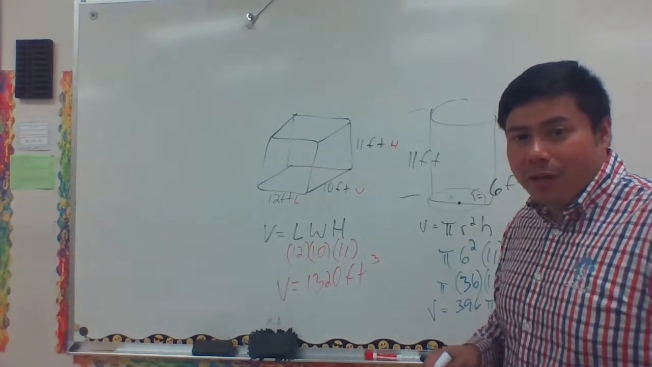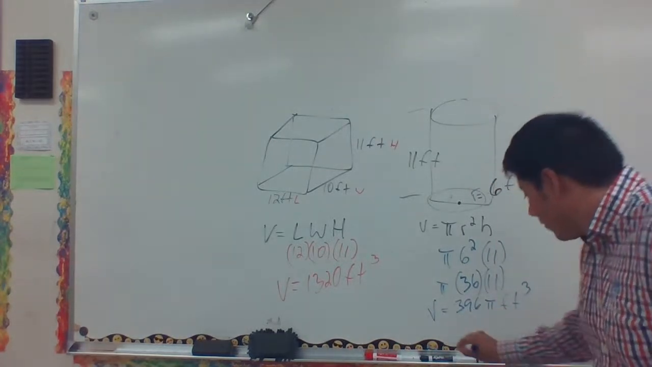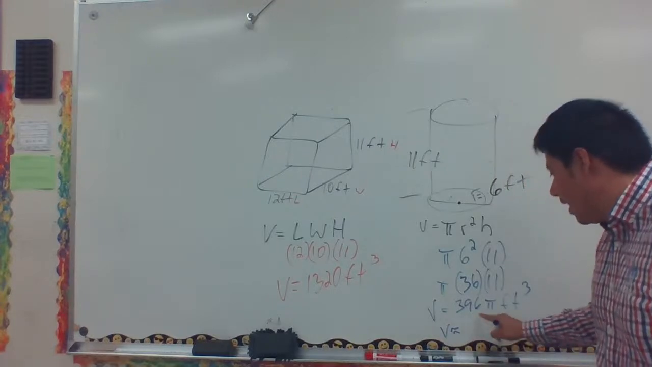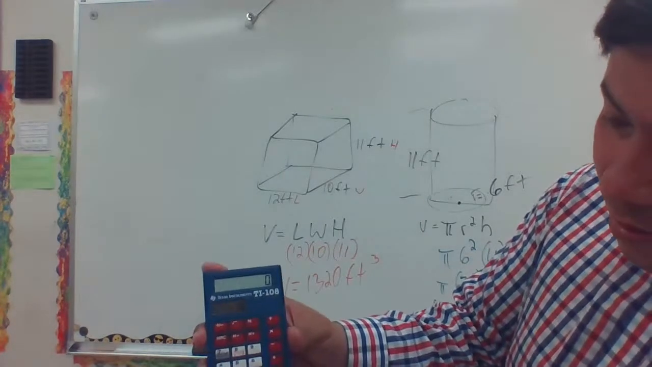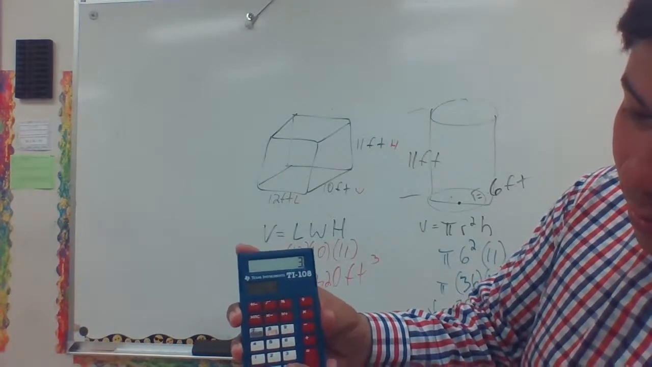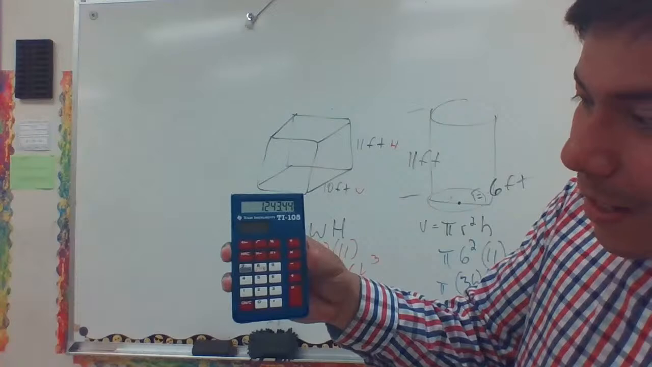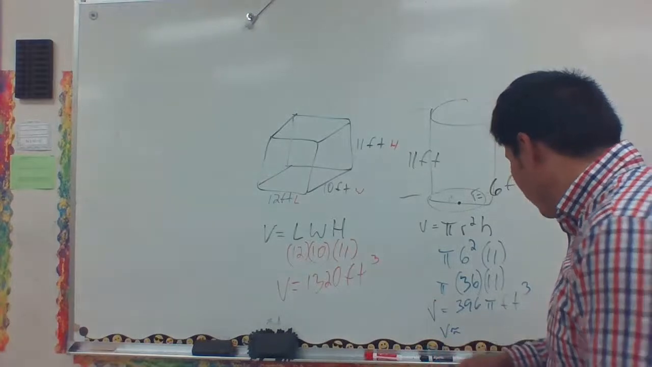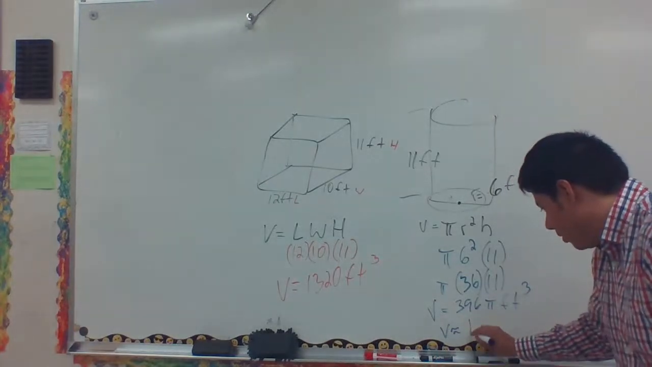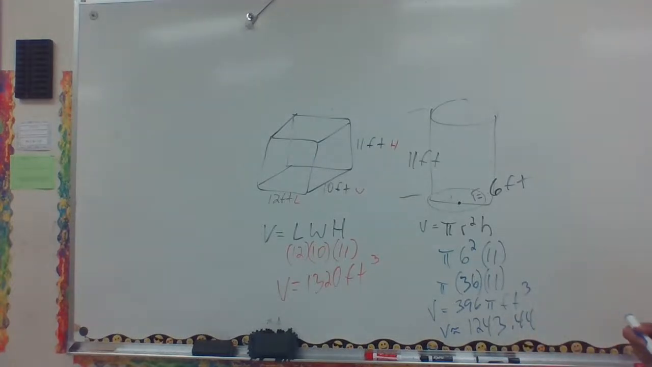However, if we are about to evaluate, then we have to do the volume is approximately, and actually do this 396 times 5, times 3.14. The equal sign, boom. And that is my approximate answer. Okay, so I'm going to put 1243.44. Okay, and that's going to be feet cubed.